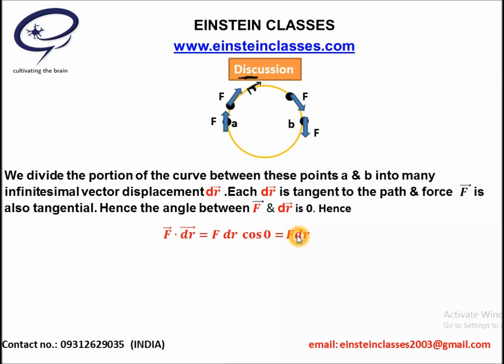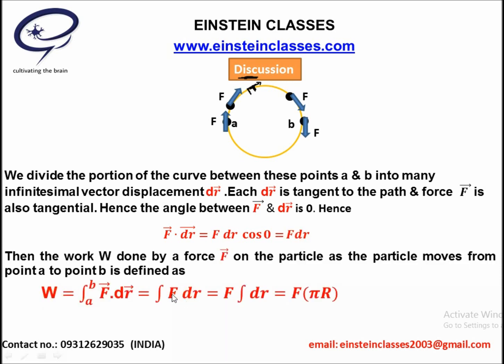To find the total work done, we have to integrate this. Here the magnitude of the force F remains constant throughout the motion, so F comes out of the integral, and we just have to integrate dr, the differential path length. If we integrate this differential path length, it comes out to be pi r, because the particle is moving from point A to point B along the semicircular path. Hence, the work done by this force F is given by F times pi r.